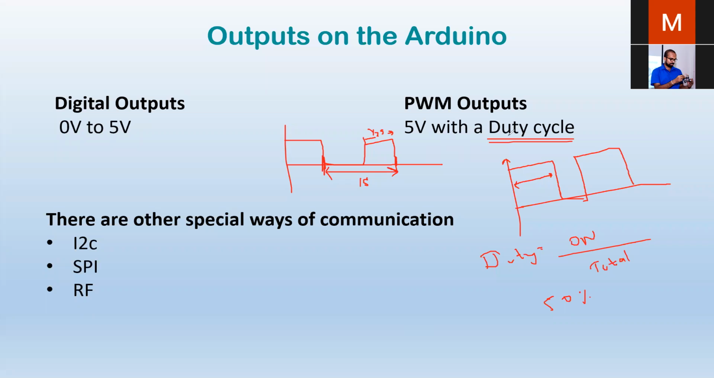That is where only work happens, right? So that is why we call it the duty cycle. In the complete cycle, the duty happens only 50% of the time. So we say we have a 50% duty cycle.